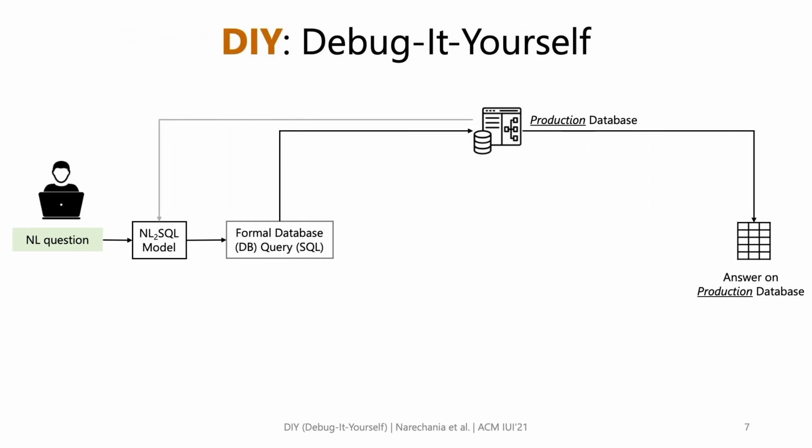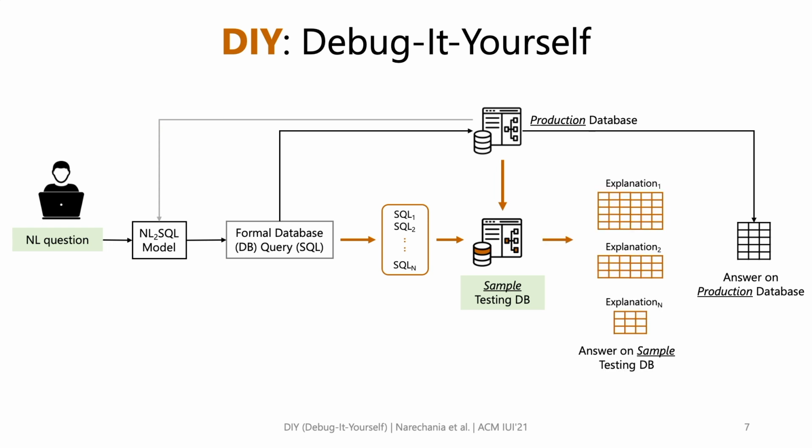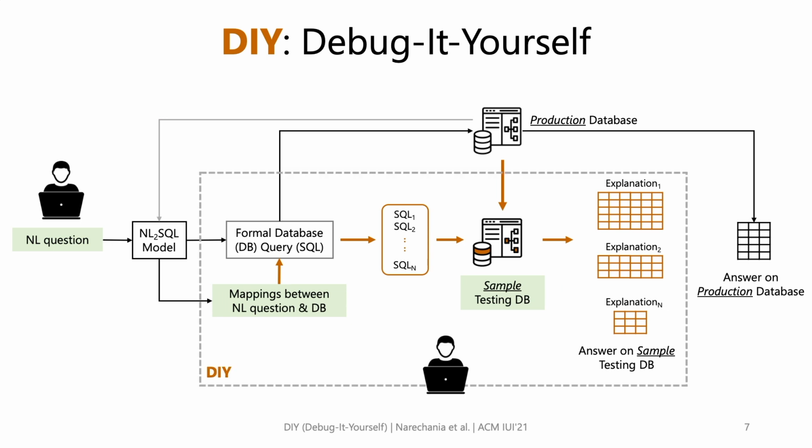DIY creates a small but relevant sample of the production database, logically splits the generated SQL into smaller SQLs, and explains their execution on the sample database using natural language and tabular visualizations. DIY also presents the mappings between the input question and the generated SQL as dropdowns.